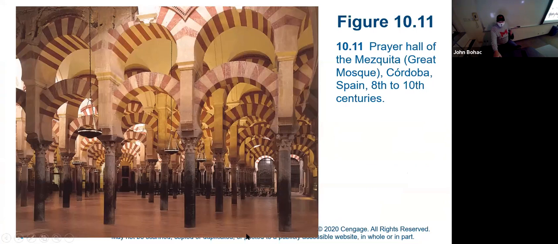And this is the interior, the prayer hall of the Great Mosque in Cordoba, Spain. Archways upon archways. A lot of this is structurally not necessary, but it's decorative. This style here with all of the columns is called hypostyle. It's where all of the columns support the archways and the walls and so on.